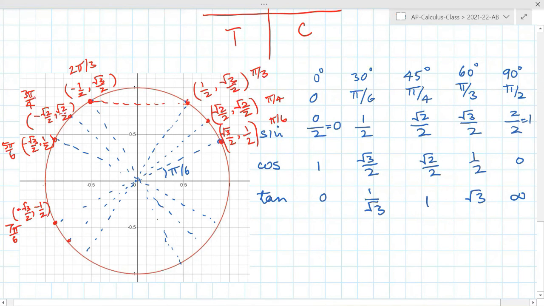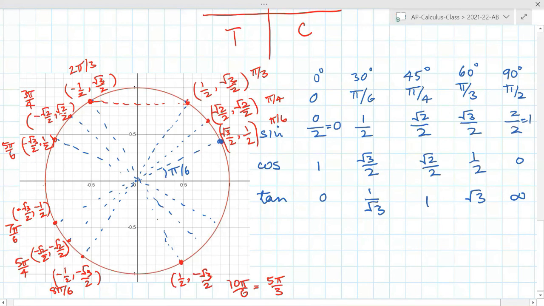And this one is 3, 4, 5 pi over 4. And this one is so 6, 7, 8 pi over 6. And this one is 8, 9, 10. And this one is 2, 4, 6, 7 pi over 4.